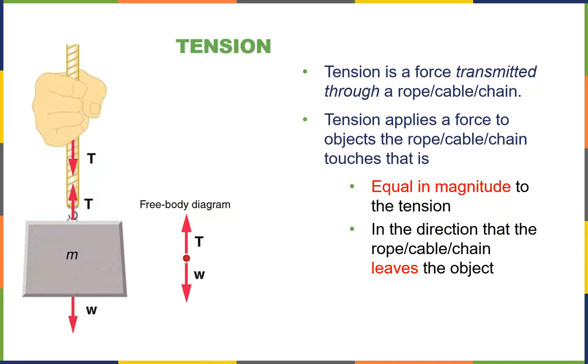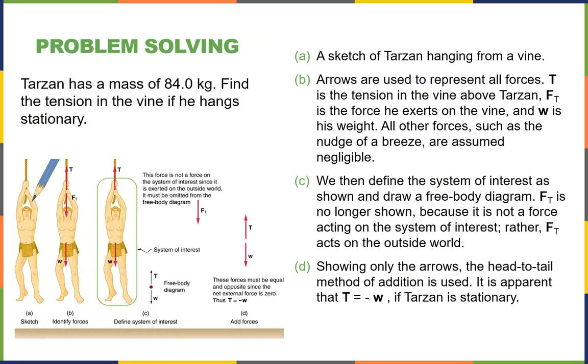Okay. I need to do some problems, and I've got to get through these forces before we do them. Tension, we've already talked about tension, so I'm going to just move through there. Here's our first problem and how to solve a problem. So we have Tarzan, hanging from a rope or a vine. The problem says Tarzan has a mass of 84 kilograms and asks us what the tension in the vine is.